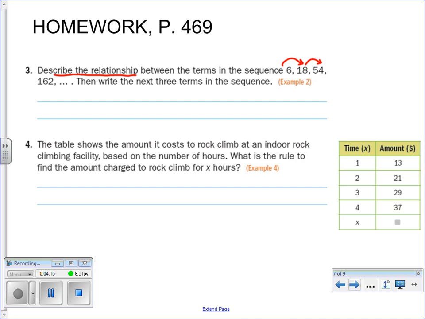Most people said, oh, 6 times 3 is 18. So let's see if 18 times 3 is 54. 8 times 3, 24. 3 times 1, 3, 4. It is. So it's, describe the relationship. It's times 3, or multiply each term by 3. So you have to do 162 times 3.